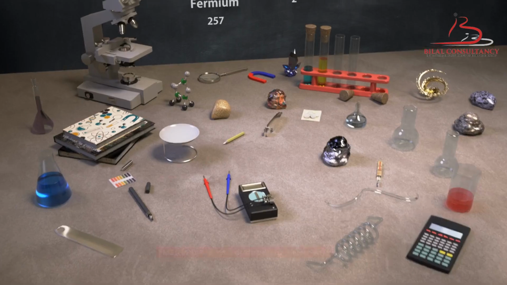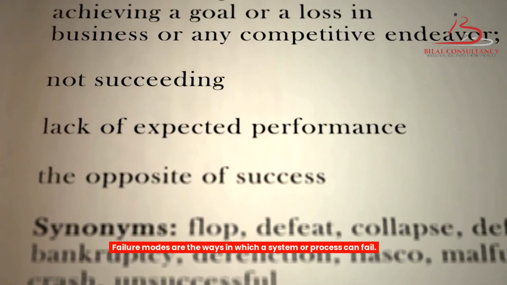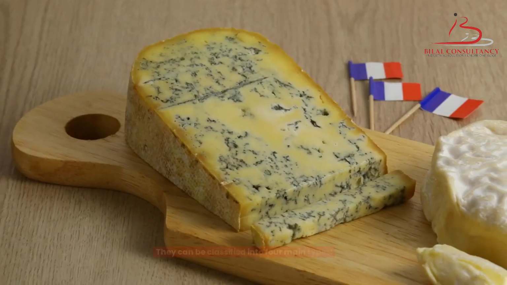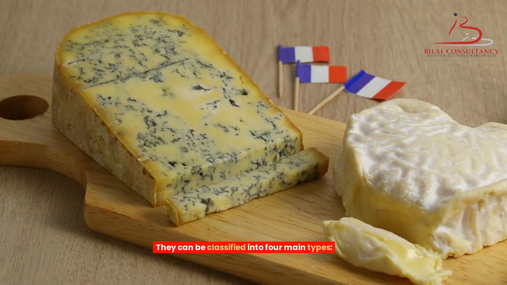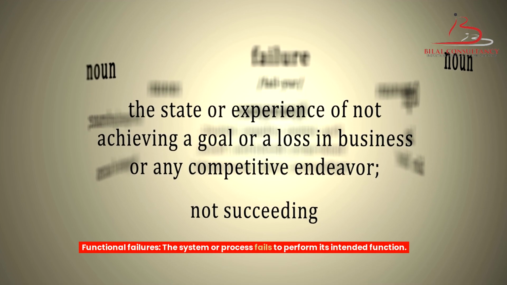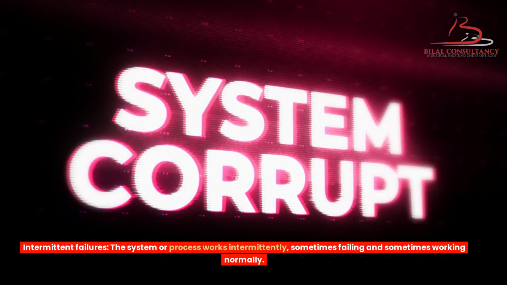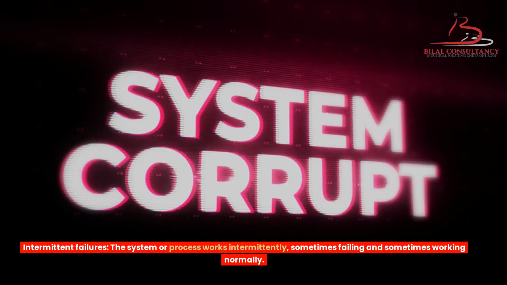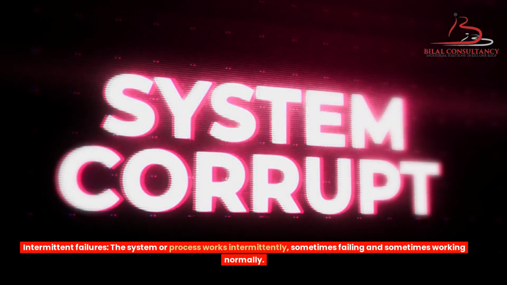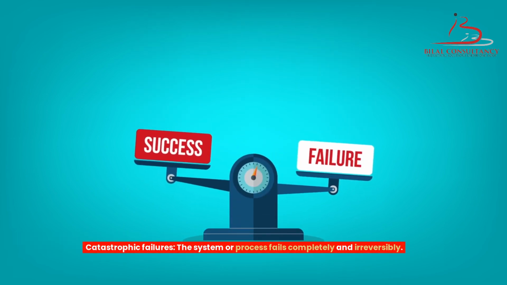Key elements. FMEA is composed of 3 main elements. Failure modes are the ways in which a system or process can fail. They can be classified into 4 main types. Functional failures. The system or process fails to perform its intended function. Degraded function failures. The system or process performs its intended function, but at a reduced level of performance. Intermittent failures. The system or process works intermittently, sometimes failing and sometimes working normally. Catastrophic failures. The system or process fails completely and irreversibly.